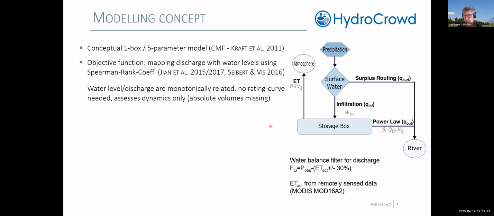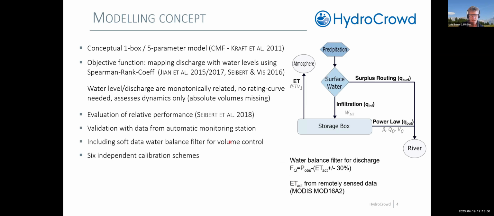The additional thing that we're using to close or to better refine the overall volume is a water balance filter that we developed from MODIS data, which is data on actual evapotranspiration, so that we have a second informative data set. We then compared the relative performance of our models with the best one, so to say. We're using validation data from an automatic monitoring station to test our citizen science data, how good they are.